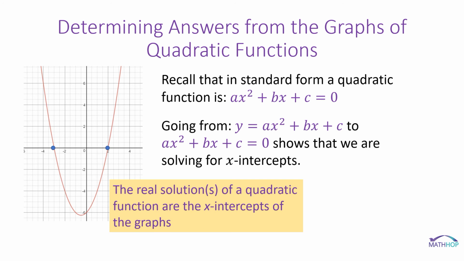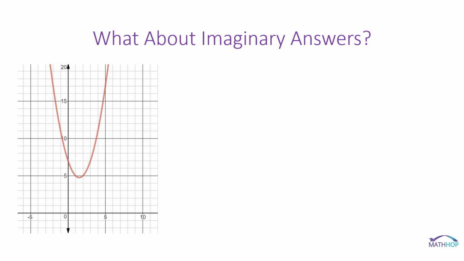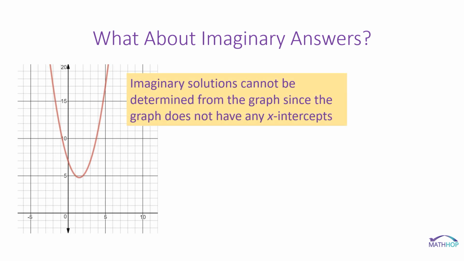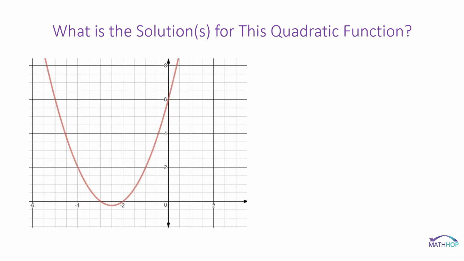Okay, so we can see here that the solutions are -3 and 2 because that is where our x-intercepts are. Okay, I said real solutions. So what about those quadratics that have imaginary answers? The quadratics that have i in the answers? Well, the graphs of those will be floating. They won't have x-intercepts. Imaginary solutions cannot be determined from a graph since the graph doesn't have any x-intercepts and the x-intercepts are the solutions. Make sense? Okay, so what is the solution or solutions for this quadratic function? Let me give you the graph.